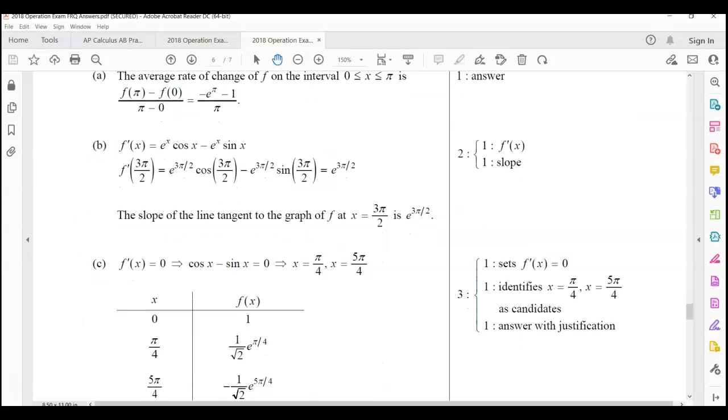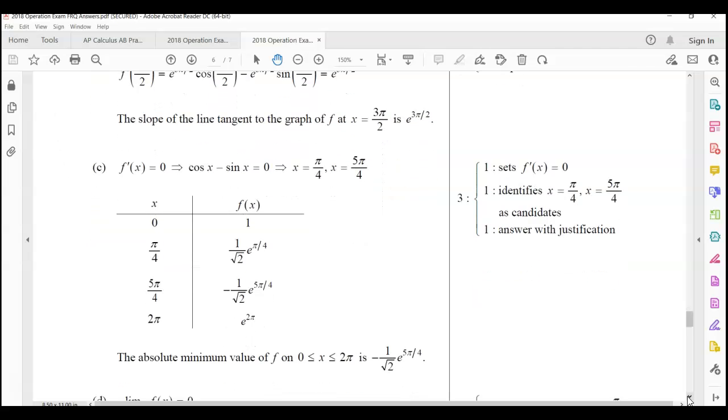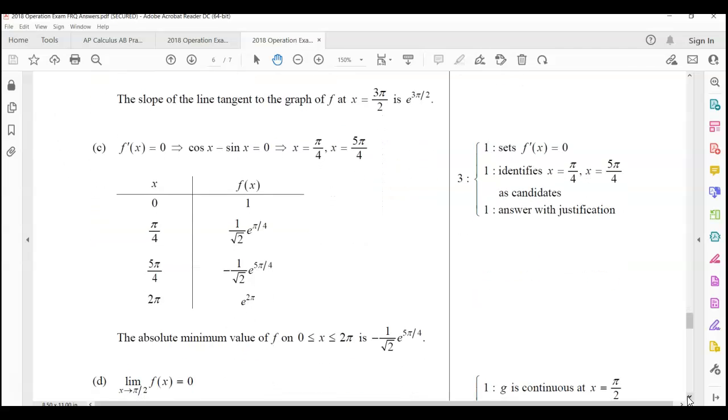F of pi? I better get this right. Yay! Guess what the fourth one is? I didn't check my endpoints. Why is it 5 pi over 4? Because they're not both positive at 5 pi over 4. They're both negative, so it's the opposite. A negative divided by a negative is a positive. I never plugged it back in. The actual answer is negative. I just said x equals 5 pi over 4, not the absolute minimum value of f.